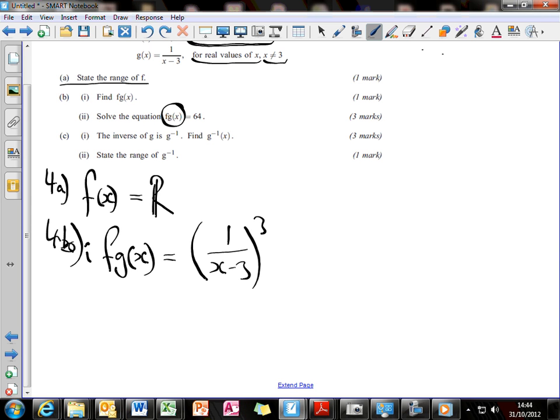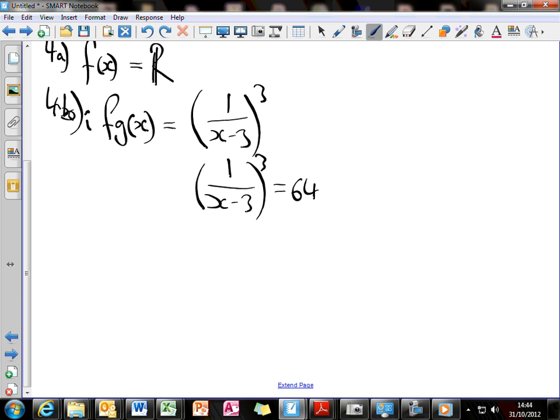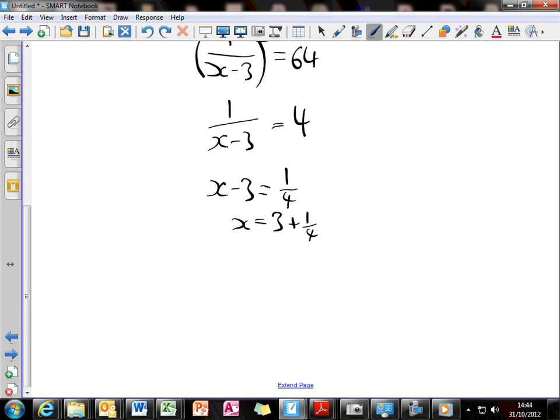So when fg of x equals 64, what we're saying is that 1 over x minus 3, all cubed, we're going to put equal to 64, and we're going to try and find the value of x that satisfies that. So to go about solving that, we're going to do the cube root to get rid of this power here. If I do the cube root of both sides, on the left-hand side, I'm going to end up with 1 over x minus 3, and on this side, I'm going to end up with 4, because 4 cubed is 64. And then I can say that x minus 3 equals a quarter. So x equals 3 plus a quarter. And I guess we can write this as a mixed number, 3 and a quarter.